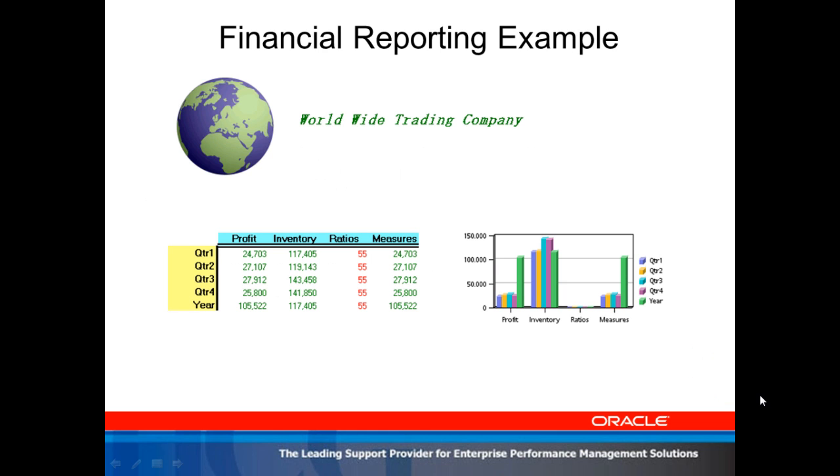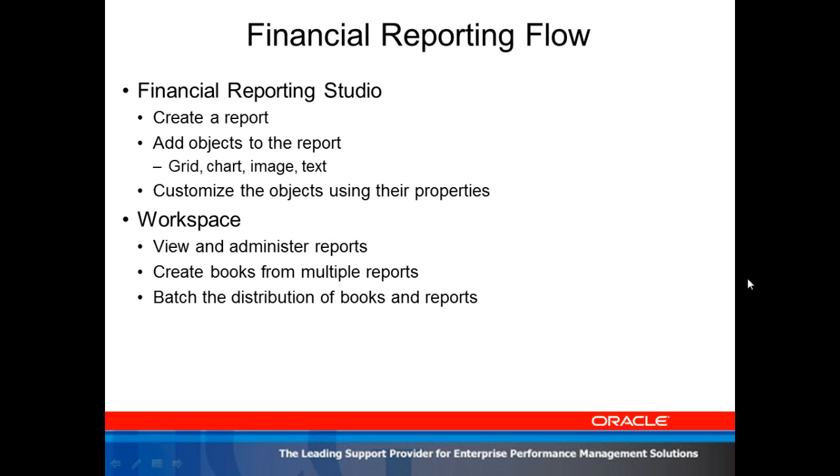So here are examples of the four objects: an image, a text, a grid, and a chart object. Within Financial Reporting Studio, you'll create a report by adding those objects to the report, and then you'll customize the objects. That's where it gets into the fine detail of making it look good by changing the properties of those objects. And then from Workspace, you can not only view the reports, but you can administer them, decide who has access to them, and then create books from multiple reports and batch the distribution of those books and reports.